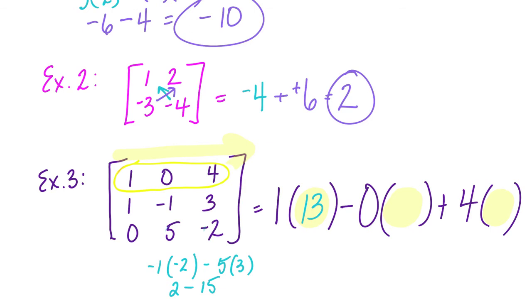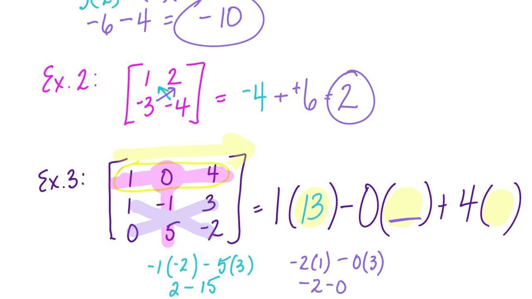So now I'm at the 0 mark. At 0, I'm going to cross out this row and column because I'm at the 0 mark. And I'm going to take the determinant, -2, let's use a different color, -2 times 1 minus 0 times 3. First of all, 0 times anything is 0, but this is going to be -2 minus 0, which is -2. So we really don't need to worry about that.